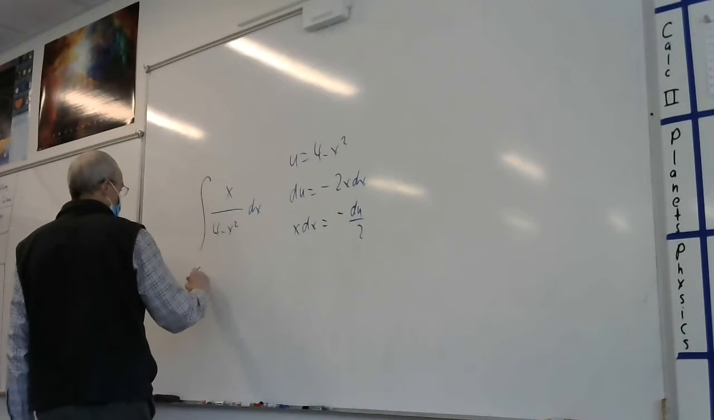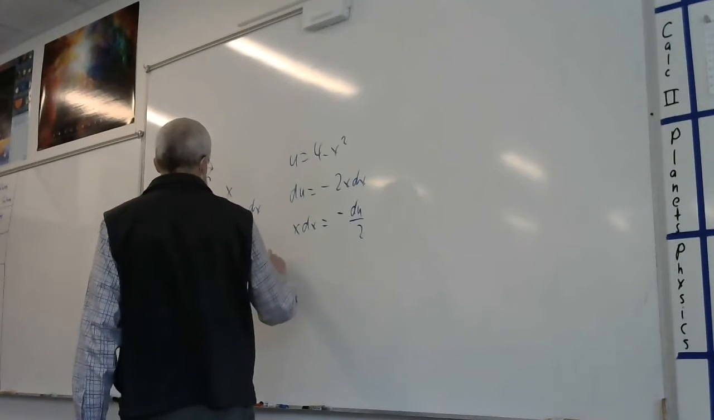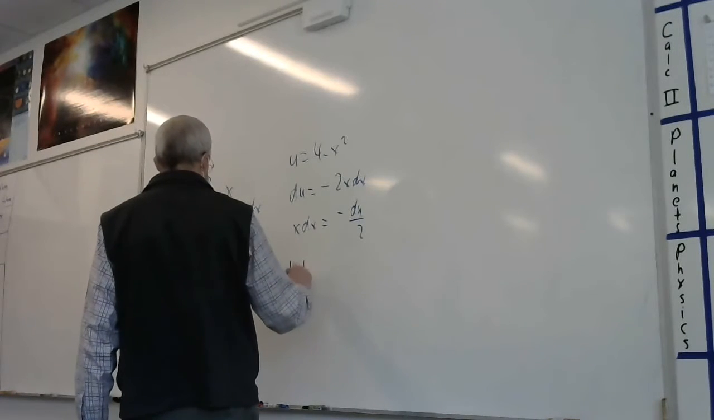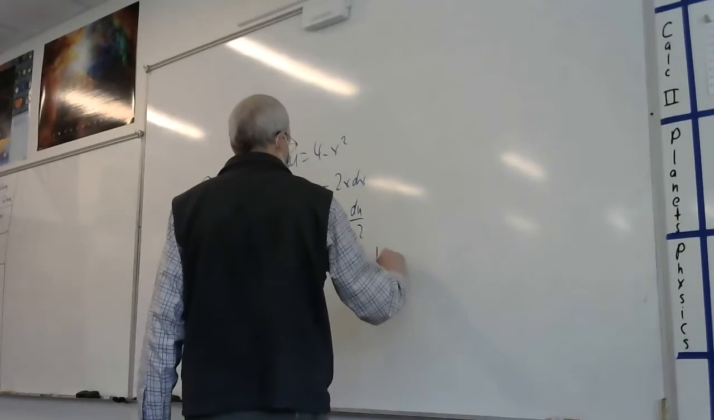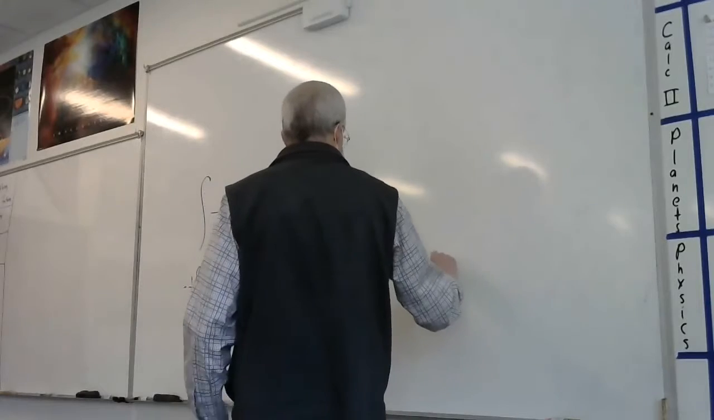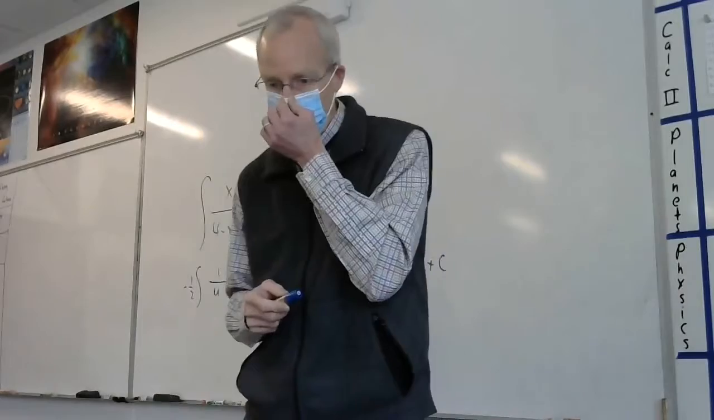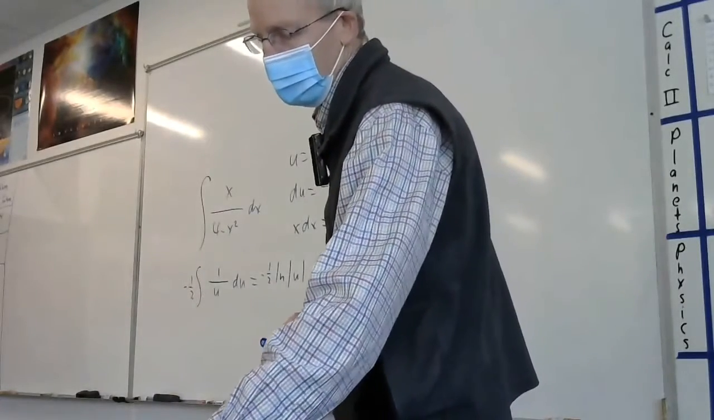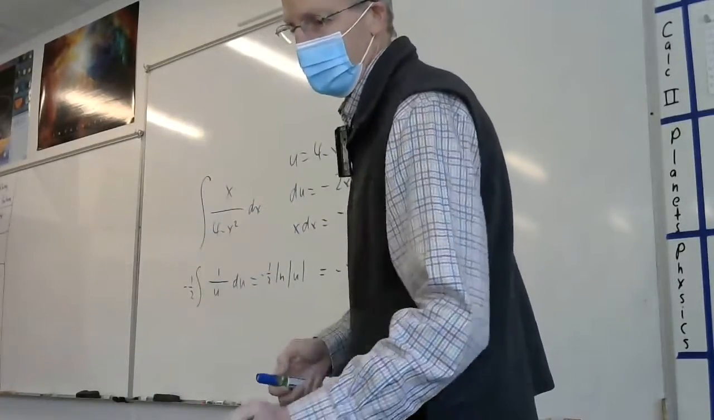So you have the integral of negative 1/2 times 1 over u du, which is negative 1/2 natural log, absolute value of u, but just plug that in. So negative 1/2 ln of 4 minus x squared plus c. Again, just a u substitution. And the next one is just a u substitution.